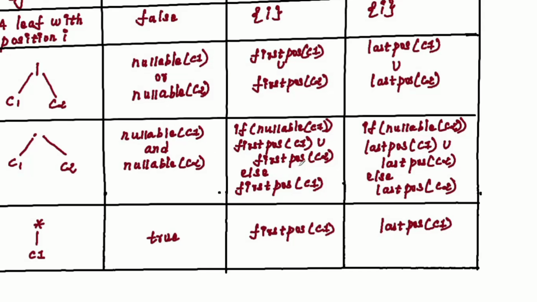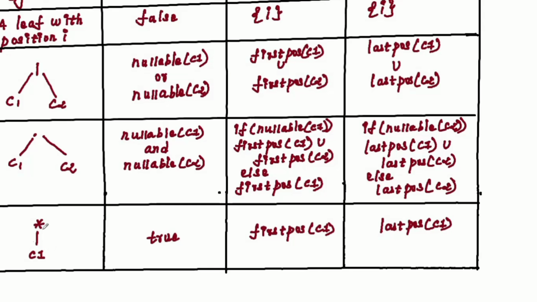Now for positions. For firstpos of n, if c1 is nullable, then the string may begin with a position from either c1 or c2, so firstpos of n equals firstpos of c1 union firstpos of c2. Otherwise, it's just firstpos of c1. Similarly, for lastpos of n, if c2 is nullable, then the string may end with a position from either c2 or c1, so lastpos of n equals lastpos of c1 union lastpos of c2. Otherwise, it's just lastpos of c2.